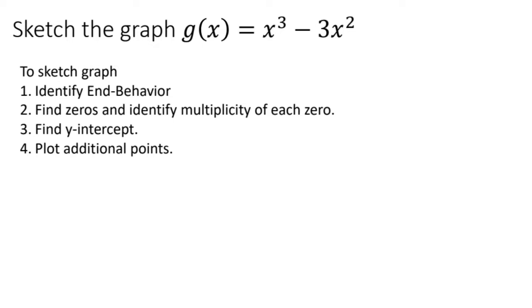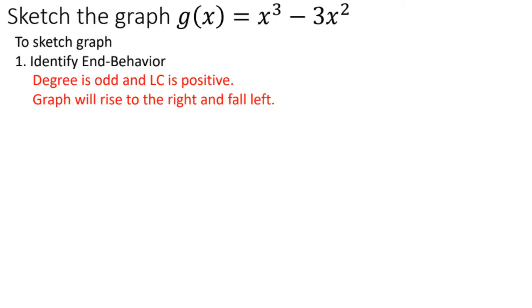Let's start with identifying our end behavior. So I see that this is an odd function because our degree is 3. Our leading coefficient is positive. So that means that this graph is going down on the left and rising on the right, right?